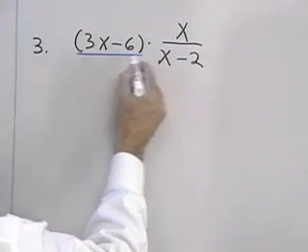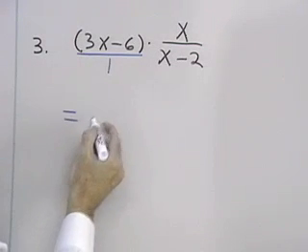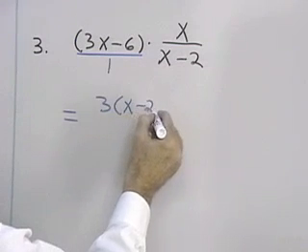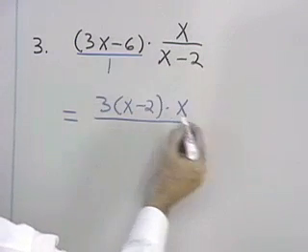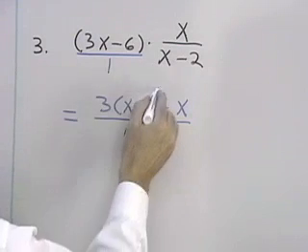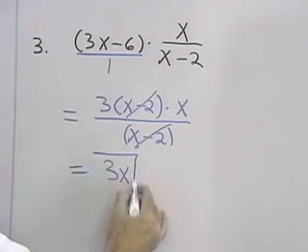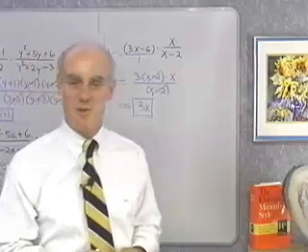Problem number 3, I want to multiply 3x minus 6 times x over x minus 2. All we have to do is think of this as having a denominator of 1. Then I'll use my same steps. I factor a 3 from each term here. I have 3 times x minus 2 times x when I multiply times that numerator, divided by 1 times x minus 2. My x minus 2's divide out, and I have left simply 3x. So just a couple of quick problems on multiplication and division with rational expressions.